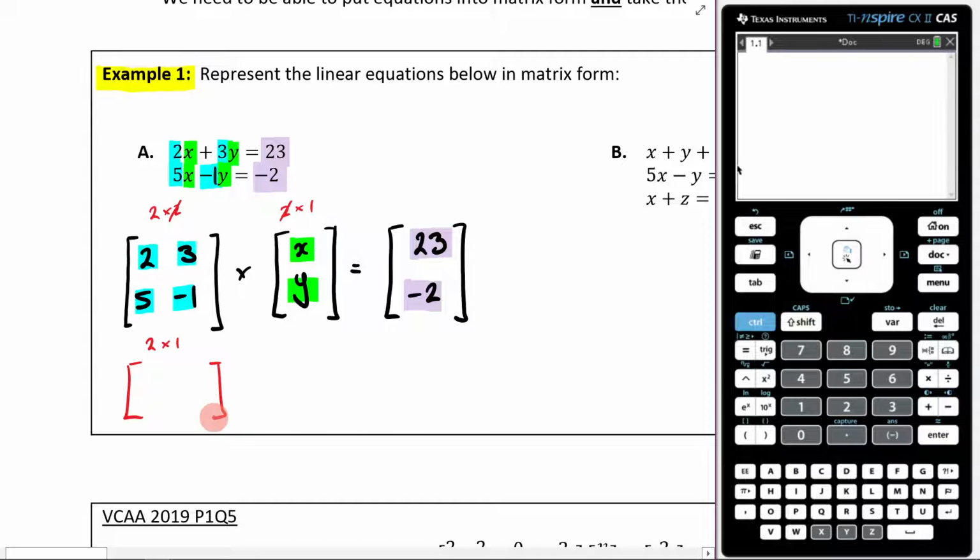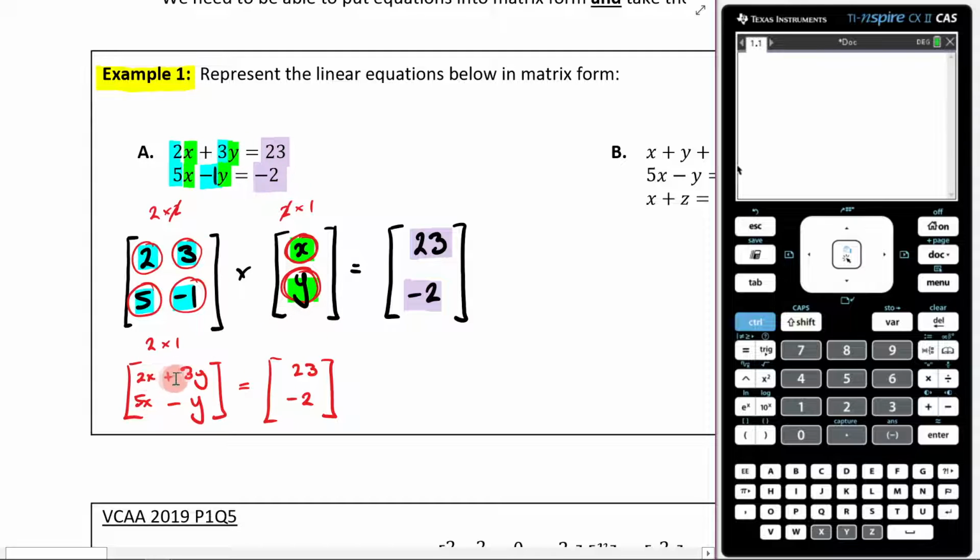And remember, the way that we do this, to find our first one here, it's going to be 2 times x, which is 2x, plus 3 times y, which is 3y. And then to get the next one here, it's going to be 5 times x, which is 5x, plus -1 times y. Now that's just going to be -y there. Now this is going to be equal to 23 and -2.